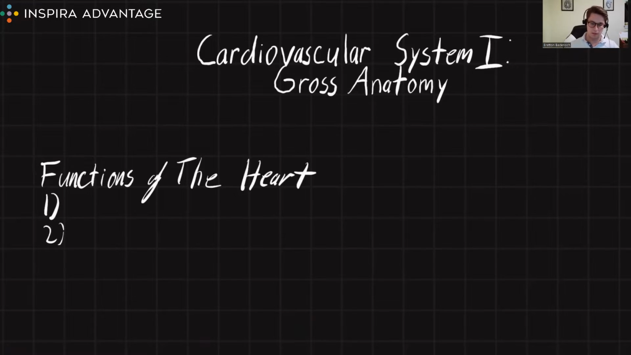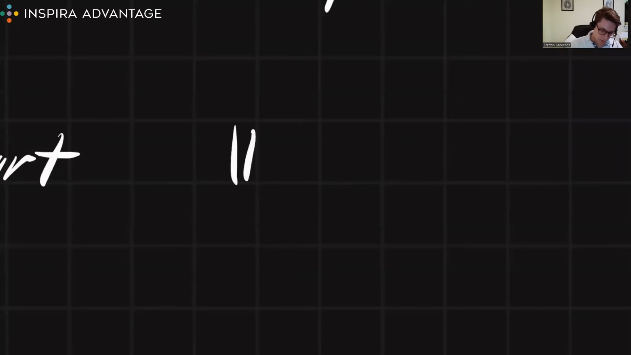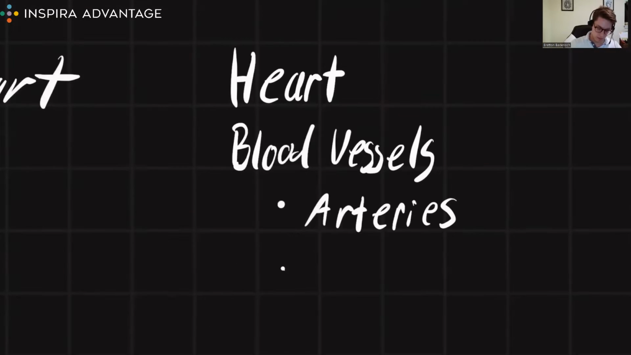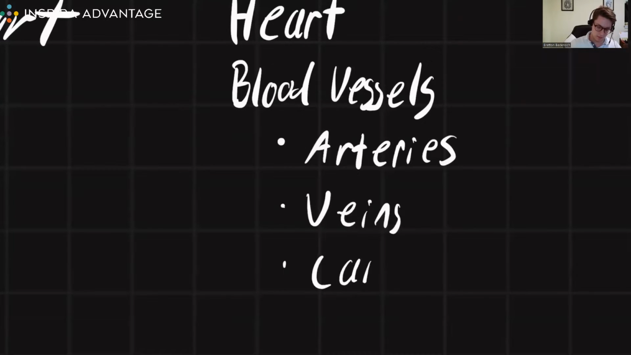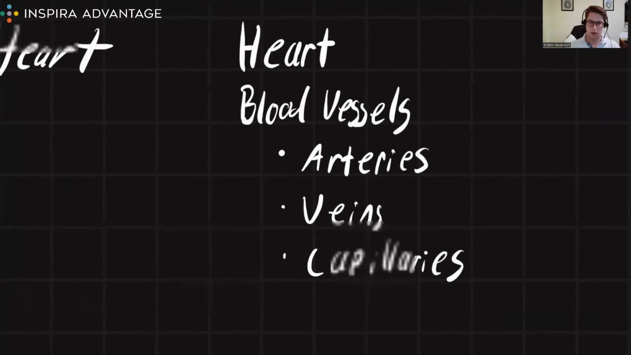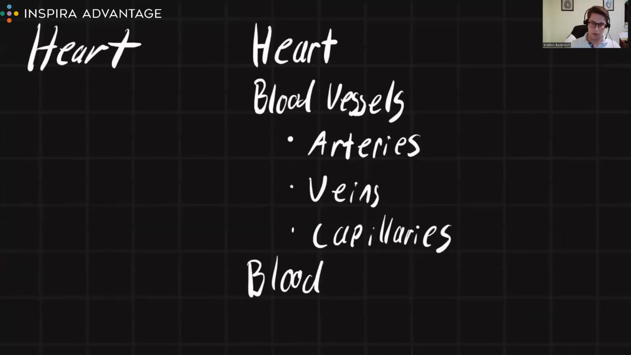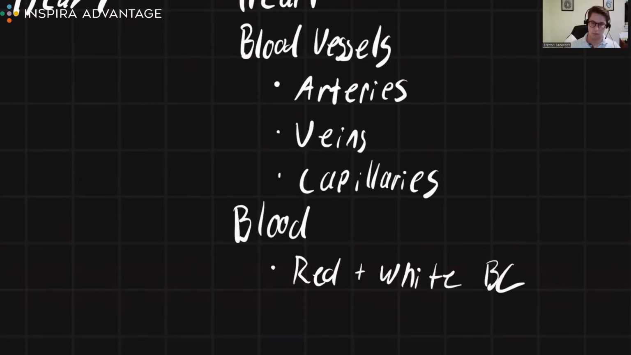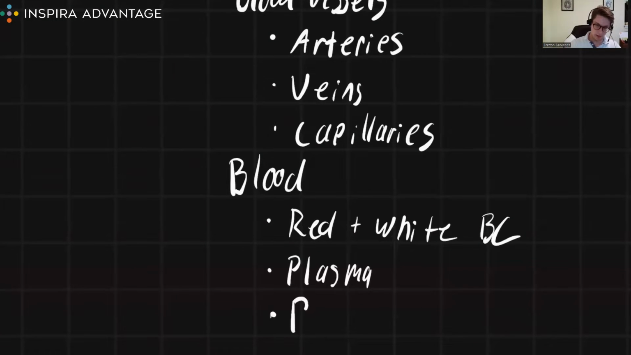The circulatory system includes the heart, blood vessels, which are made up of arteries, veins, and capillaries. The circulatory system also includes blood, which is made up of red and white blood cells, plasma, and platelets.